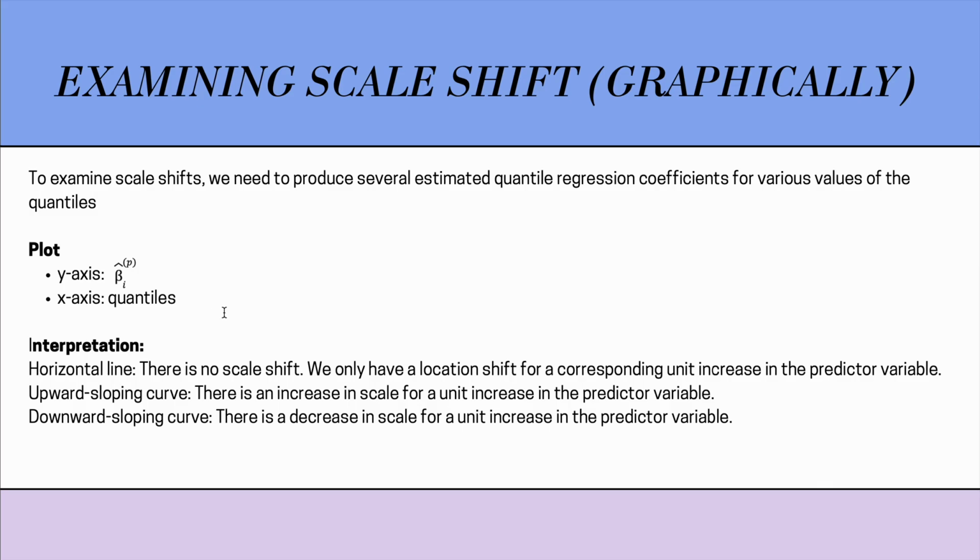When we examine shapeshift, we may be faced with the following situations. This will be how to interpret them. When we see a horizontal line, there is no scale shift. We only have a location shift for a corresponding unit increase in the predictor variable. When we see an upward sloping curve, there is an increase in scale for a unit increase in the predictor variable. And last but not the least, when we see a downward sloping curve, there is a decrease in scale for a unit increase in the predictor variable.